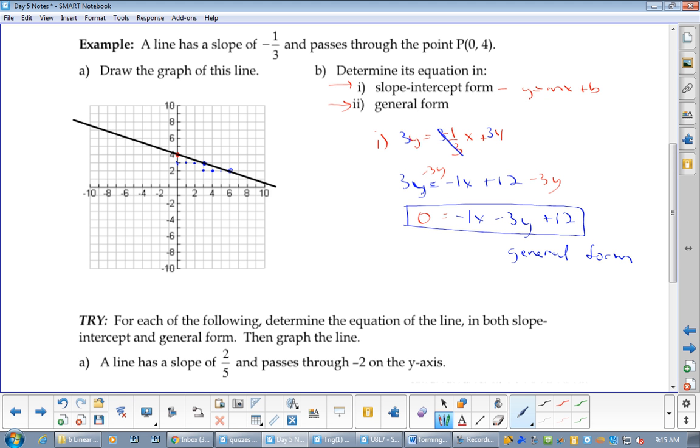Santa kind of just gave it away, but that's okay. Okay? In general form, this is technically wrong because you cannot have the very first number a negative. Okay? So we're going to multiply everybody by negative 1, which does not change the accuracy of it. This becomes 0 equals 1x plus 3y minus 12. So is the y term allowed to be negative? Yes. Is the last term allowed to be negative? Yes. Just the term in front of the x has to be positive, okay?